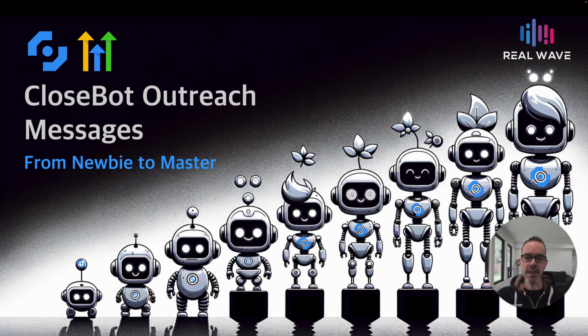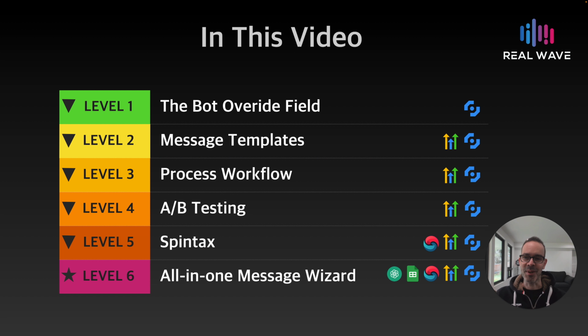So in this video, we're going to cover 6 levels of complexity. We're going to start with the basics, the bot override field and what it is. We're going to go right through to message templates, how to make them dynamic, and a process around how to load them and launch them. And then as we move forward, we'll go into more advanced features such as A/B testing and Spintax. And finally, we'll show you a very cool solution we built with Google Sheets, ChatGPT, and of course CloseBot and GSL to automate the entire process.